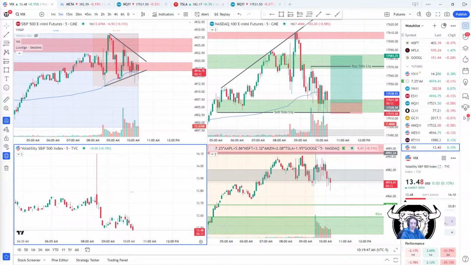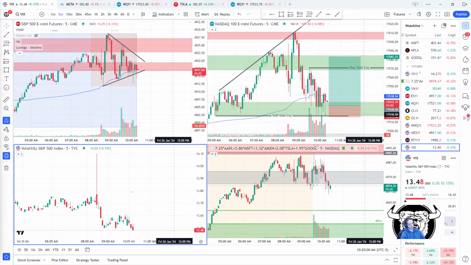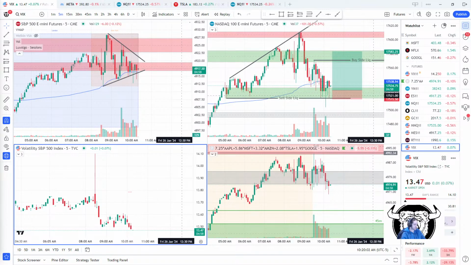Okay, I like that little move right there. Some buying pressure. Alright, I'm going to add to the long position right there, in case the next candle opens and goes crazy. Nice.